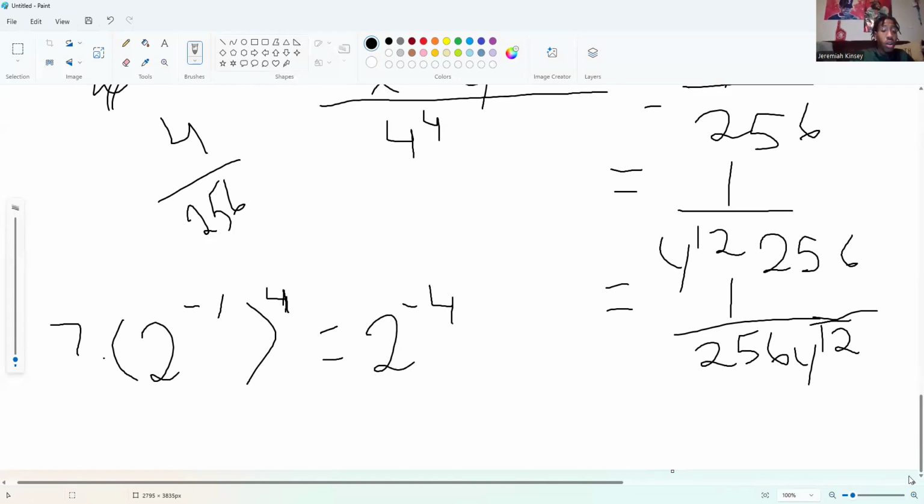Right. We can only have positive exponents. So 1 over 2 to the fourth, which equals 2 times 2, 4 times 2 is 8 times 2, 16. 1 over 16. All right. Good. Okay. Perfect.